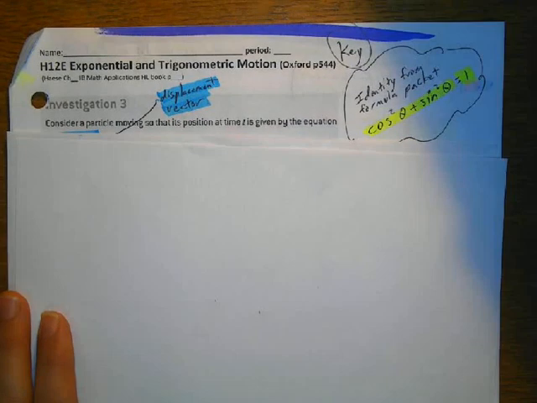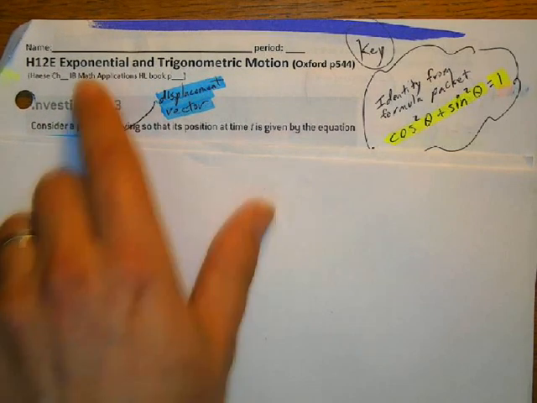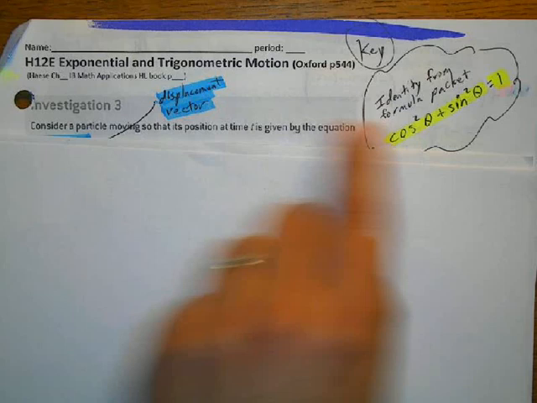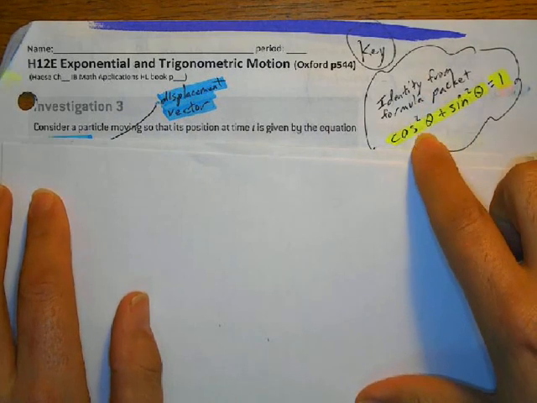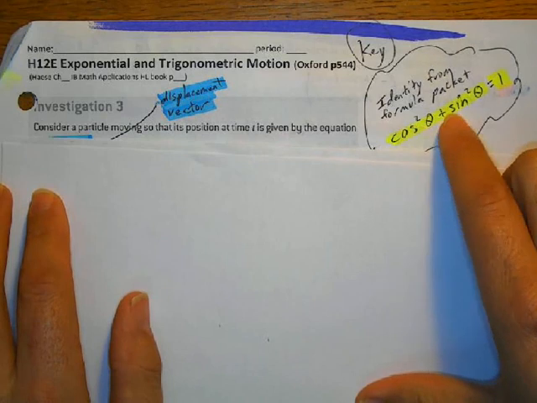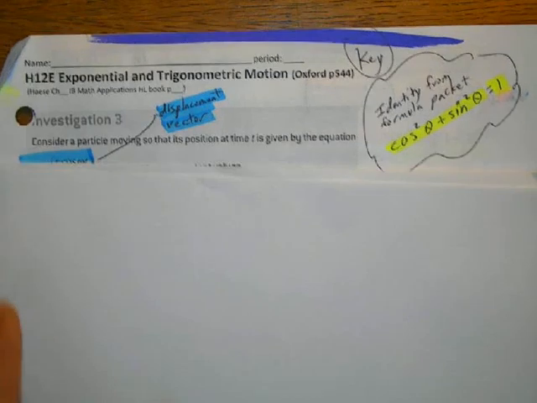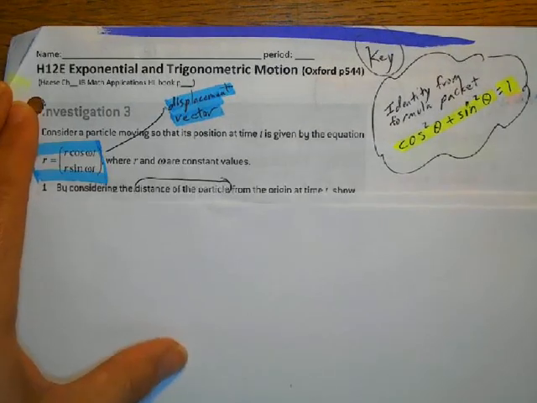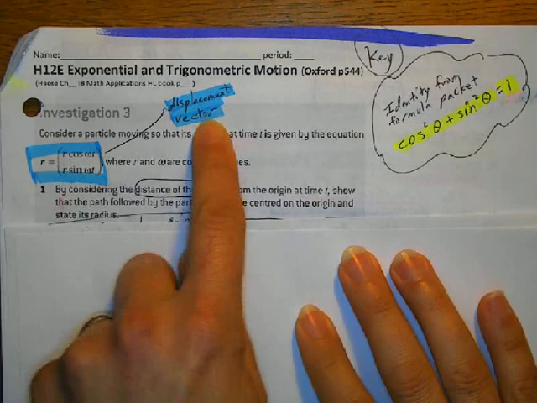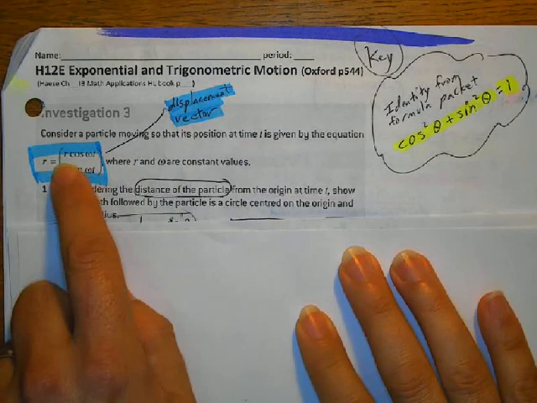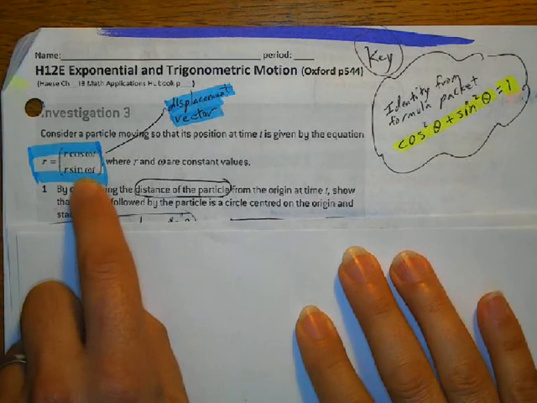Okay, we're going to do section 12, H12E, exponential and trigonometric motion. And we're going to be referring back to this identity in your formula packet where cosine squared theta plus sine squared theta equals 1. We're going to need to remember and come back to that from time to time. So anyways, we start off with this investigation, and we're given that the displacement vector is r cosine omega t and r sine omega t.